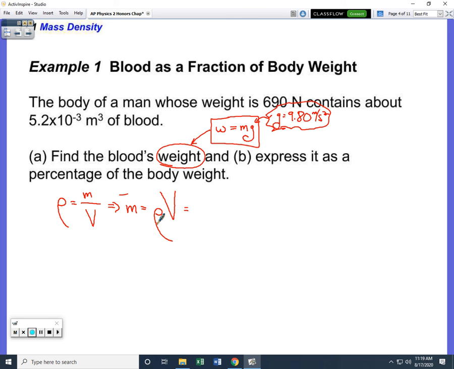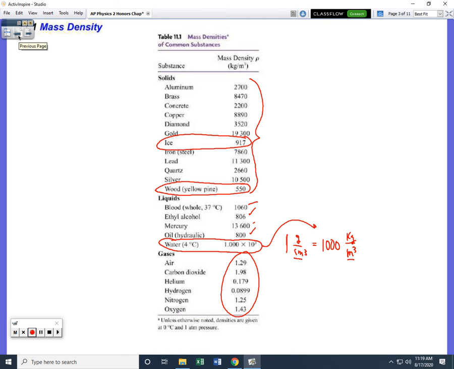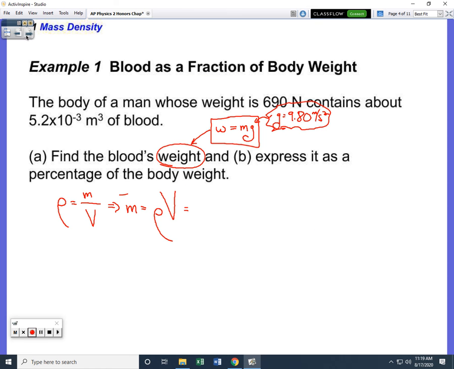And once I have that, I need to look up the density of blood. The reason I pointed it out here is it's back on this particular data table. It's 1060, so we've got the density of the blood as 1060 kilograms per cubic meter. Our volume here they give is 5.2 times 10 to the minus 3 cubic meters. We multiply these two numbers and we should be able to figure out what our mass is.